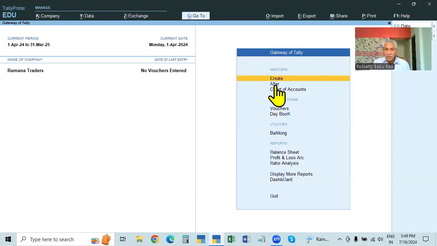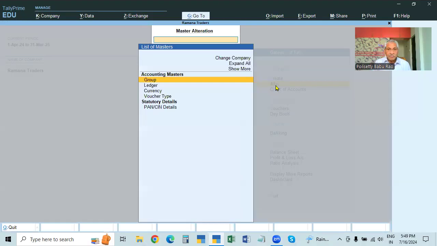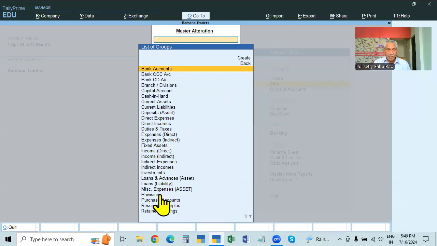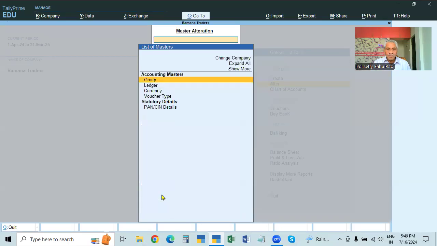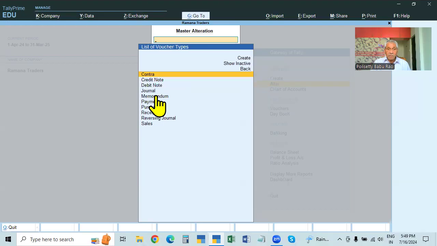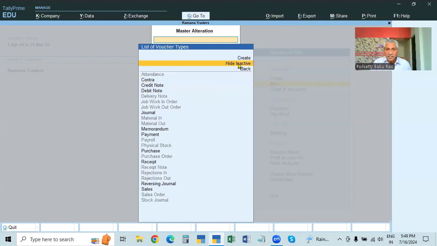To see them, go to the alter page. If you click groups, all the 28 groups are available here. If you click voucher types, only the active voucher types are shown here. If you want to see both active as well as inactive, on the top, click show inactive, double click.